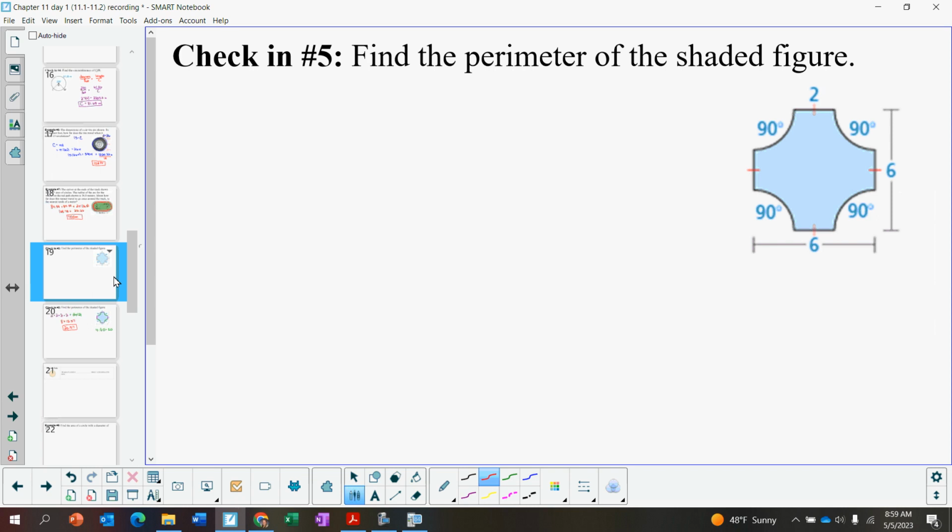All right, you're going to try this check-in. You're going to find the perimeter of this shaded figure. So that means you're adding up the pieces that are straight and the pieces that are curved. All right, pause when you're ready to see the answer, hit play.